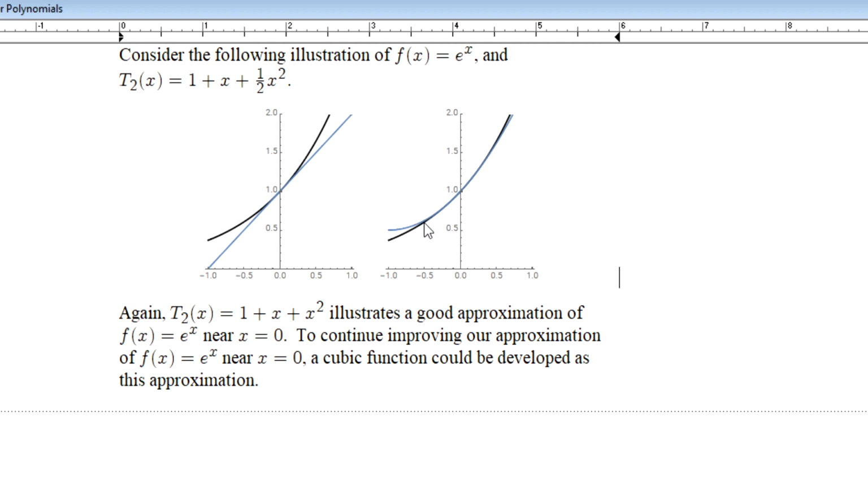And notice it does appear to be a much better approximation for values of our function e to the x near 0. It has a lot more precision for a wider interval around this value of 0. It does a pretty good job. It does a much better job than this first case. And notice it is just a parabola.